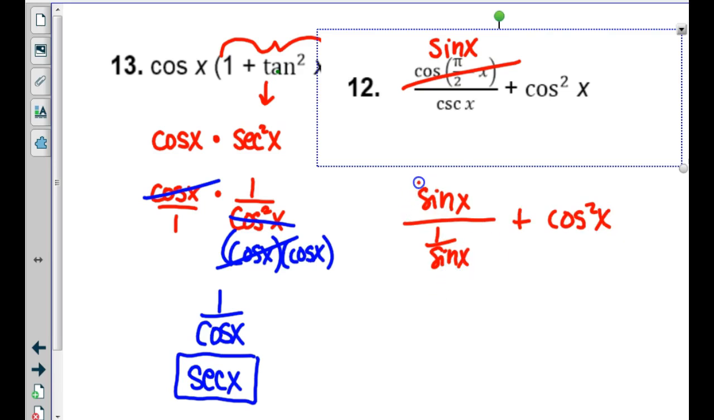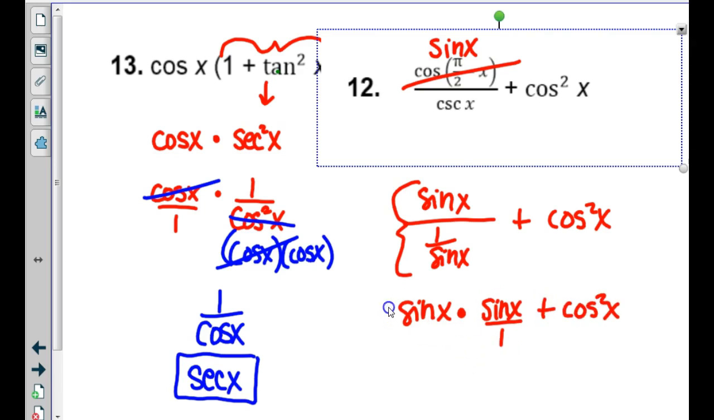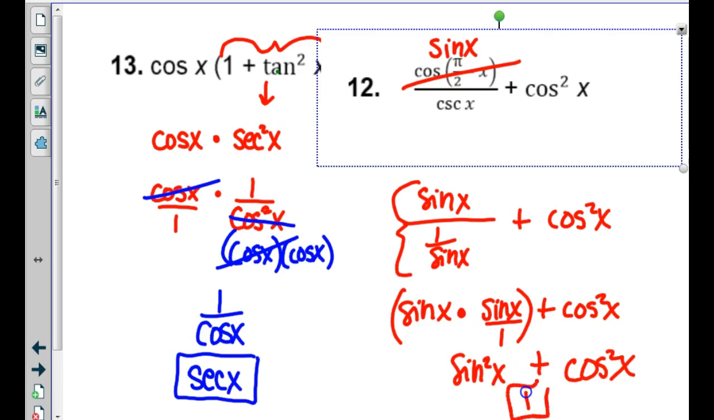And then this fraction is sine, but you're dividing by 1 over sine, which means you're multiplying by the reciprocal. So what's that all become? Eventually, yes, this becomes sine squared. And then there was a plus cosine squared. So it simplifies down to 1. But that first step, I'm not going to ask you one like that.